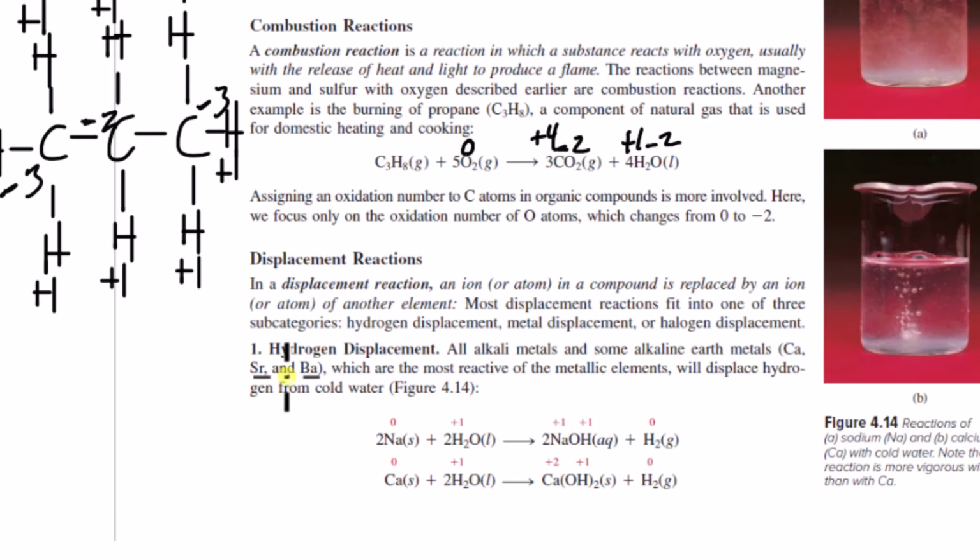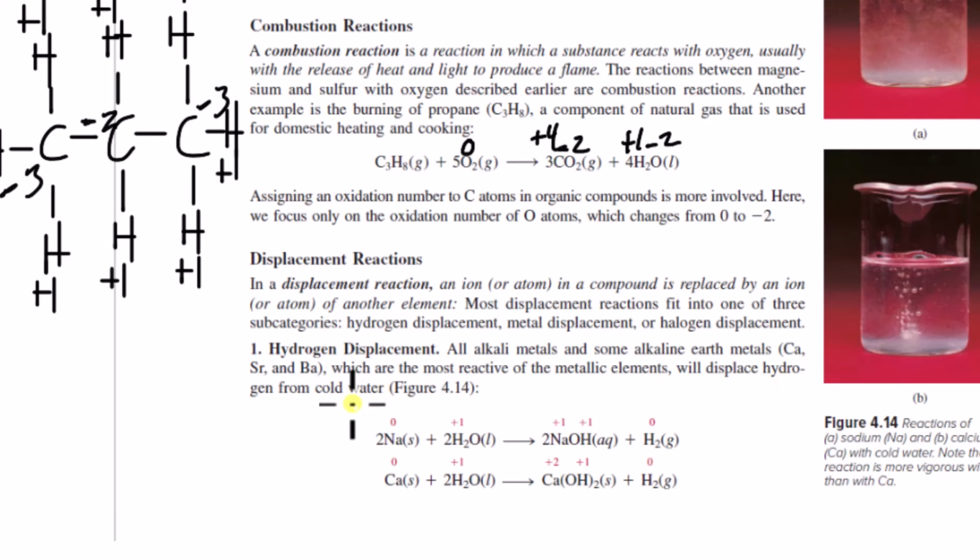Okay, so hydrogen displacement reactions. We're thinking about single displacement reactions on the metal activity series that involve hydrogen. Most of the time it's going to be hydrogen being displaced by a metal, but it could also involve hydrogen displacing a metal as well. So it says all alkali metals and some alkaline earth metals like calcium, strontium, and barium, which are the most reactive of the metallic elements, will displace hydrogen from cold water.